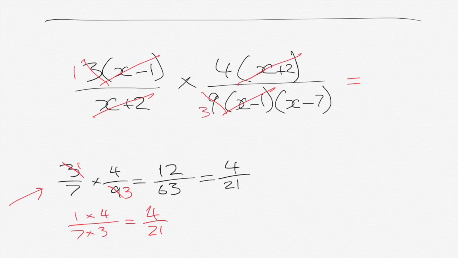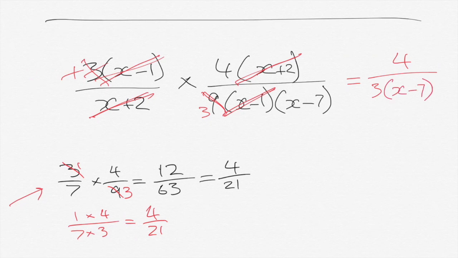That gives me, what do I have on the top? Well, that's gone, that's gone, that's gone, that's gone. I'm left with 4. What do I have on the bottom? Well, that's gone, and left a 3. That's gone, and we've got x minus 7. So I get 3 lots of x minus 7. That's all I have to do.